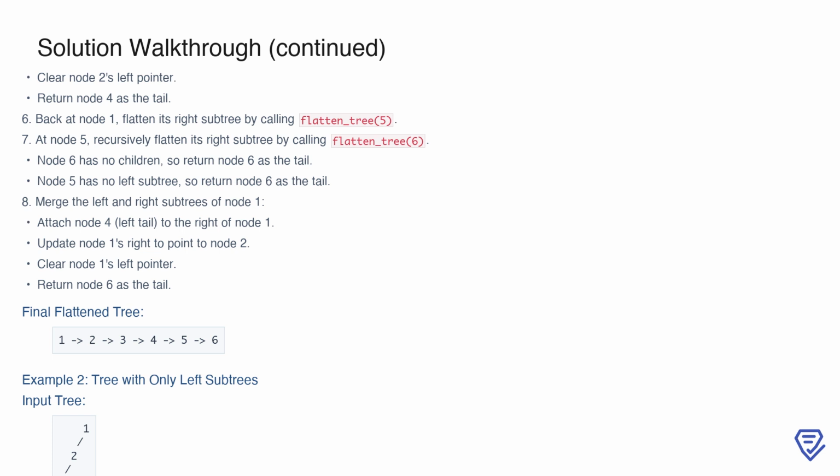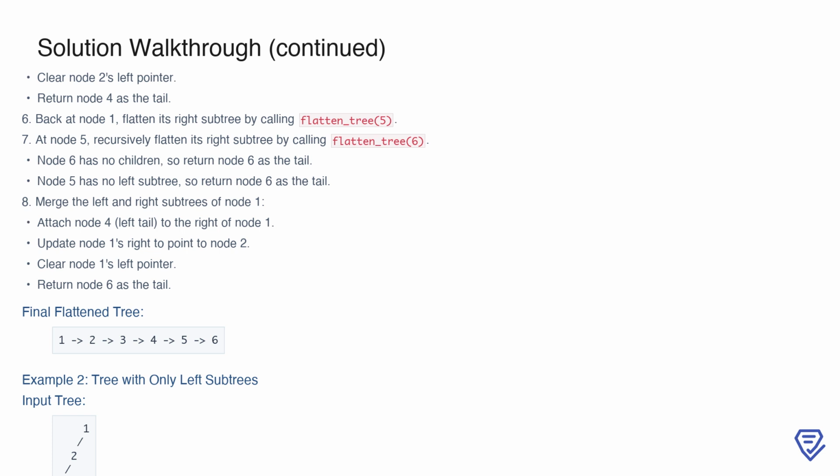At node 5, the left subtree is already none, so we move directly to flattening its right subtree by calling flatten_tree6. Since node 6 has no children, it becomes the tail of node 5's right subtree, and we return node 6. With both subtrees of node 5 flattened, we find that there's no left subtree to merge, so the right subtree remains unchanged. The tail of node 5's flattened subtree is node 6, which we return.